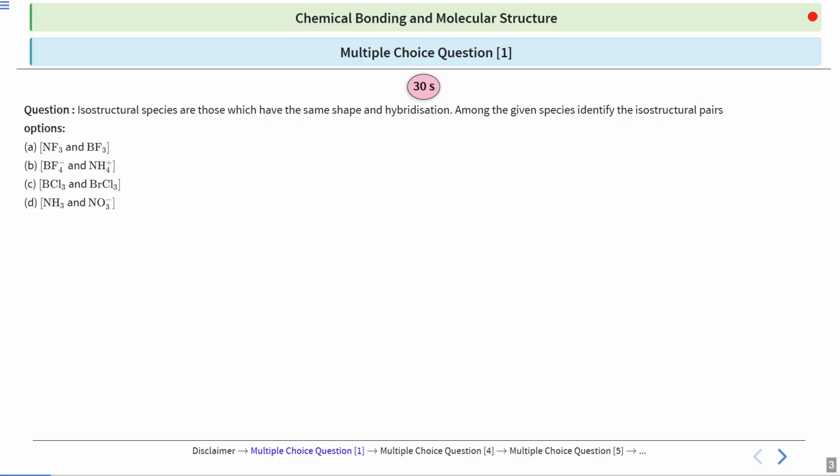So here is your first question. The question says that isostructural species are those which have the same shape and hybridization. So we are given a definition of isostructural species here, which says that the shape and hybridization should be the same. Both of the things should be the same, and the second term is the most important one, because in some cases you will get the same shape but different hybridization. Now you have to identify, on the basis of this definition, which of the given sets of molecules are isostructural.